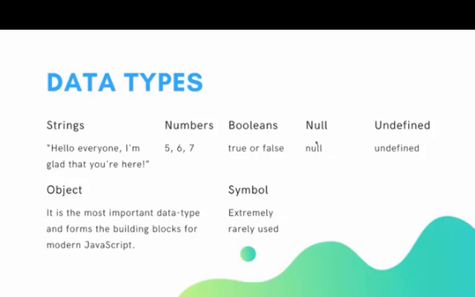Null specifies that we have something to store value in, but that value is simply non-existent. And undefined means that we don't have either the variable or the value. It's basically undefined, it doesn't exist. Then we have the symbols. We are not going to go through them a lot, they're extremely rarely used. And then the objects. Object is the most important data type, and it is one of the most important building blocks for modern JavaScript. Now, in next few videos, we are going to explore each one of these data types one by one in a separate video.